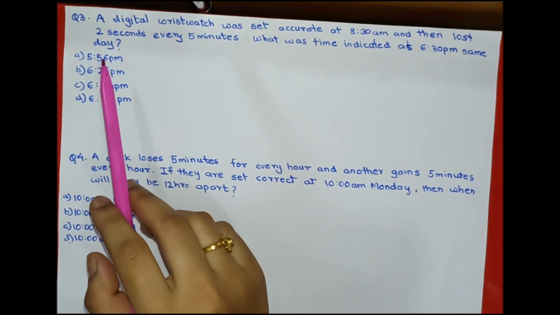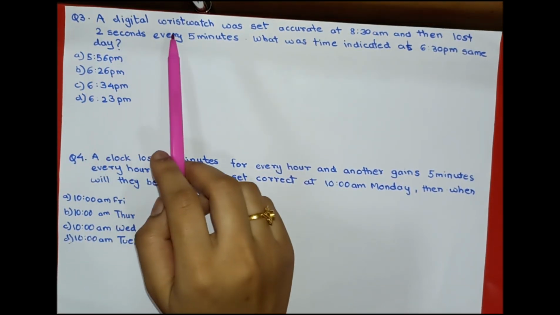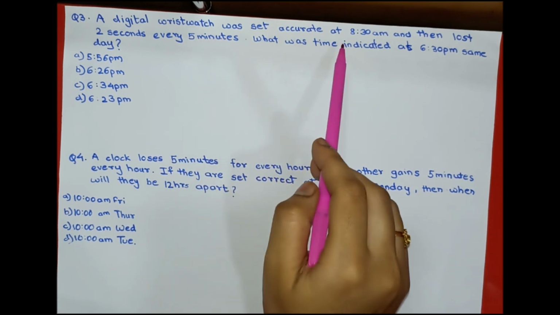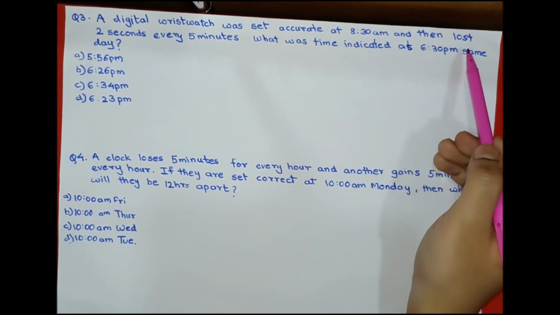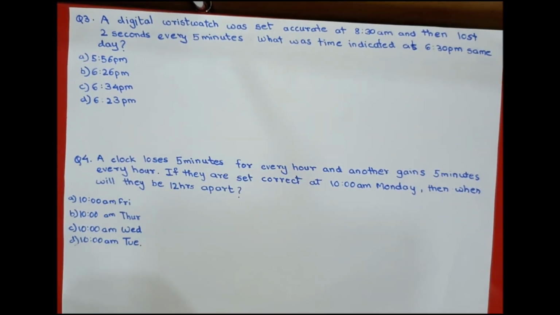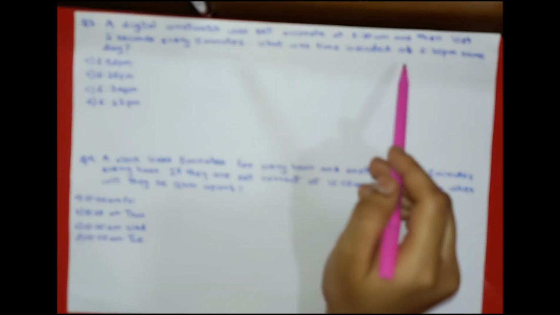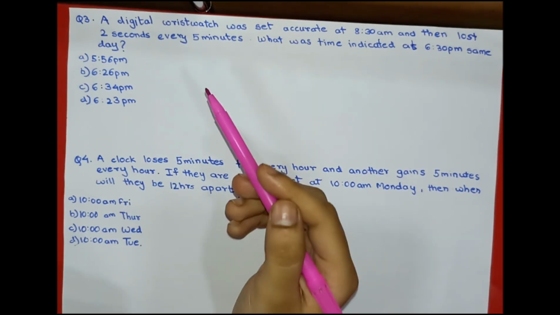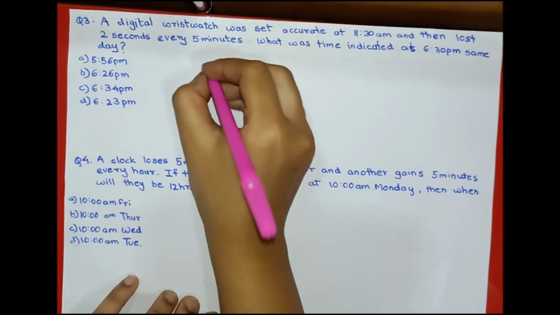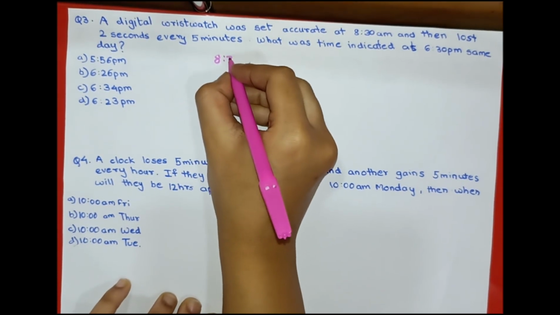The third question states, a digital wristwatch was set accurate at 8:30 a.m. and then lost 2 seconds every 5 minutes. What was the time indicated at 8:30 p.m. the same day? Let's find out the total hours. So the clock starts at 8:30 a.m.